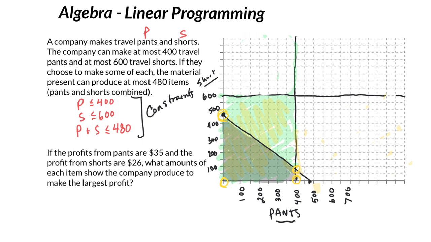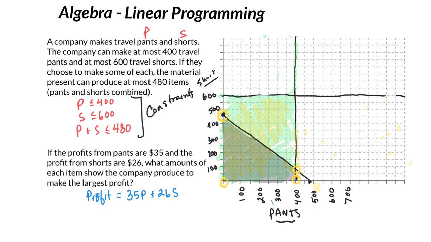Well, let me really quickly make a profit equation. So profits, well, we make $35. I better use a different letter here, or maybe just write profit. $35 for each pair of pants. So 35 times P tells me if I sell that many pants, how much money I make, and $26 from each pair of shorts.